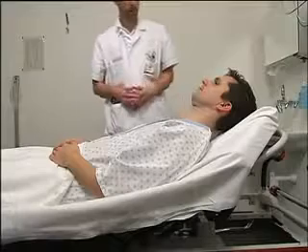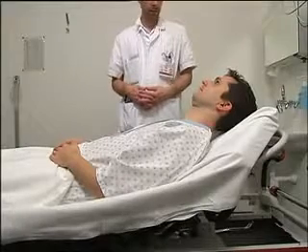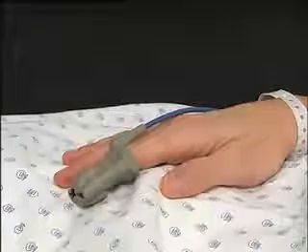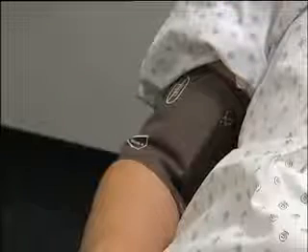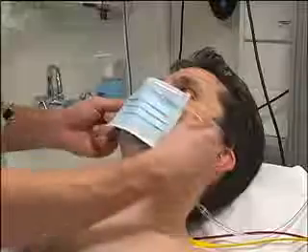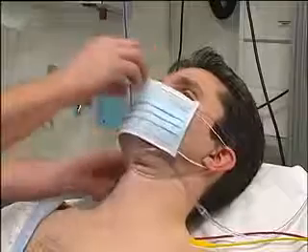to allow the air to collect at the apex of the lung. Administer oxygen and monitor the patient for pulse oximetry, heart rate, and blood pressure. An intravenous catheter should also be in place. Finally, provide the patient with a face mask.